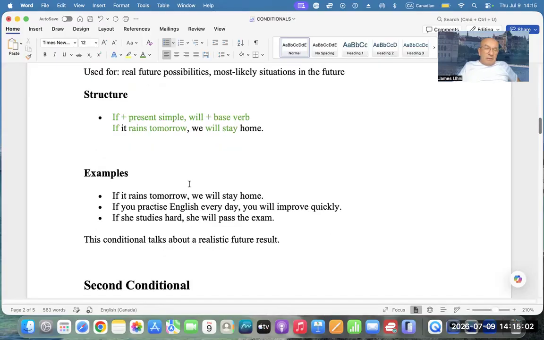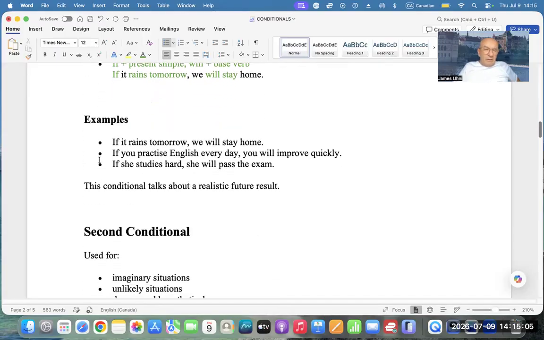Now, let's talk about it in a second example. If you practice English every day, you will improve quickly. So here we have a noun, here we have an adverb, and here we have a noun again. If she studies hard, she will pass the exam. This conditional talks about realistic future results, and there is no need for any other explanation. I'm sure that parents are using this conditional quite often.